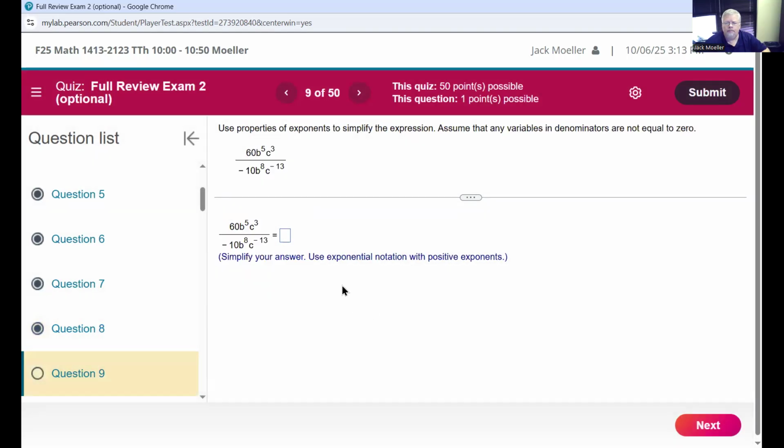All right. So here is a good test question that kind of does multiple rules. I'll do this one on paper. We have 60 b to the 5th, c to the 3rd, over -10 b to the 8th, c to the -13. All right, let me bring up my document camera.